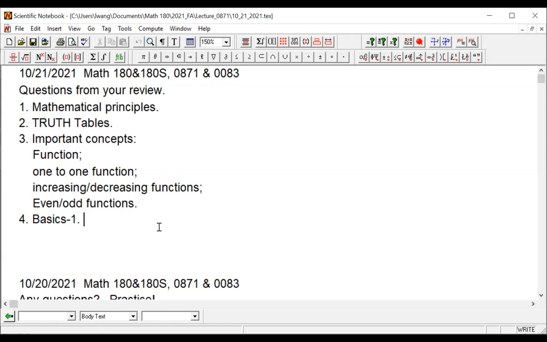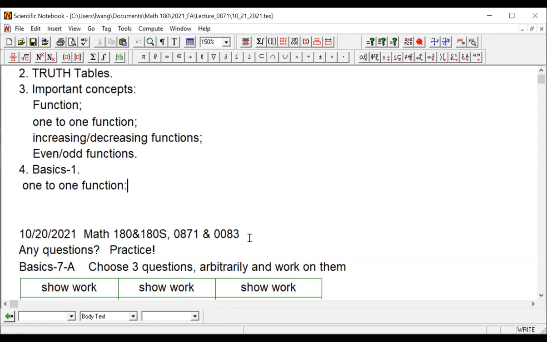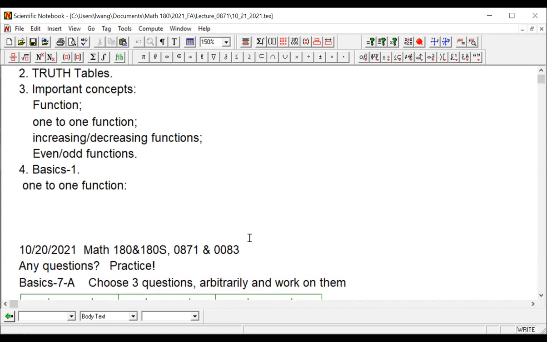Do you think that you could go over one-to-one function again? On what? Do you have any particular example you want to go over? Just one-to-one function as a definition. If you want to go over the definition, how do you want me to go over that? In what details? Like how to find out a one-to-one.